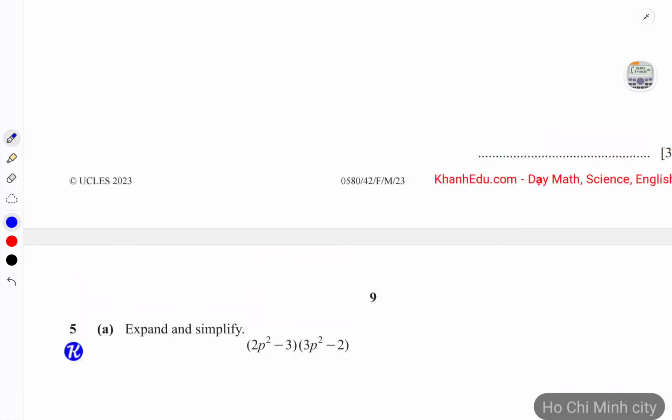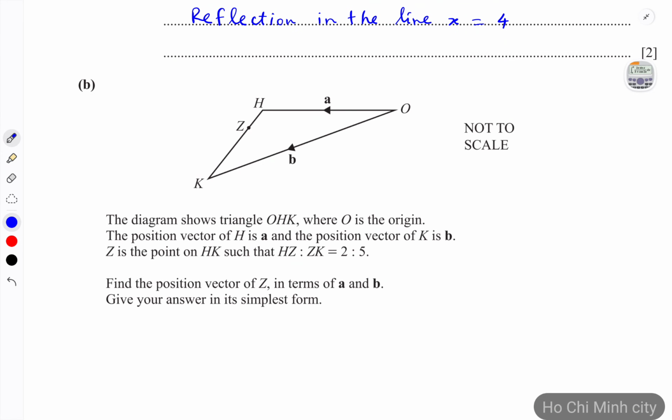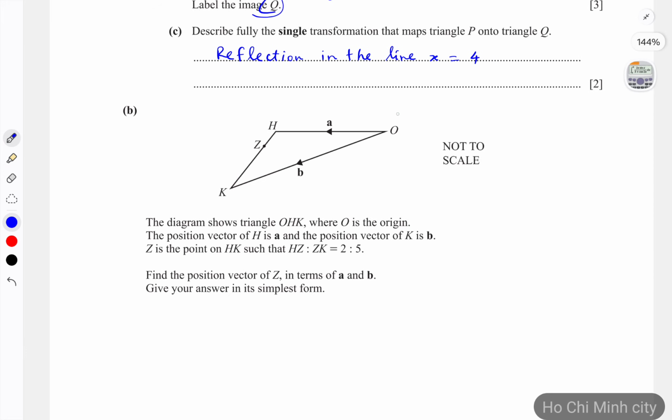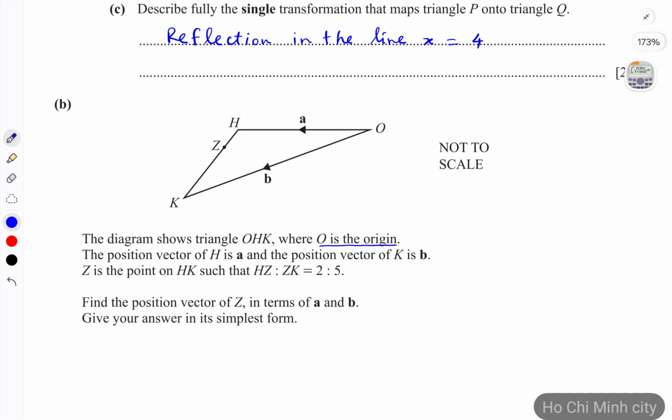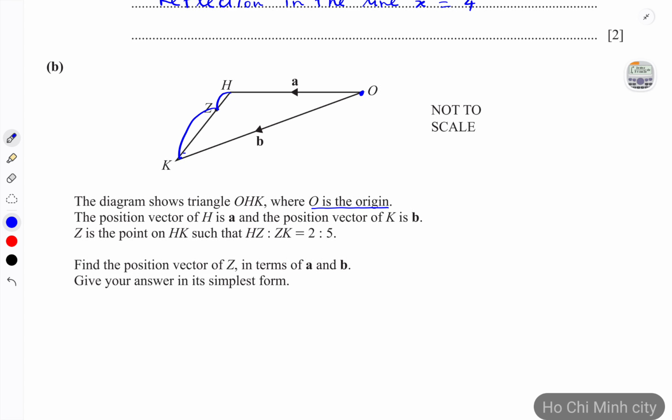All right, so part B. The diagram shows a triangle OHK, where O is the origin. All right, so remember, because O is the origin, every vector has to be counted from this origin. And the position vector of H is a, and the position vector of K is b. Z is the point on HK such that HZ to ZK is 2 to 5. Find the position vector of Z.